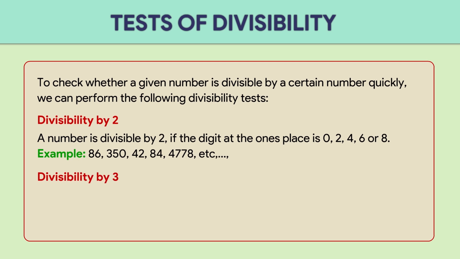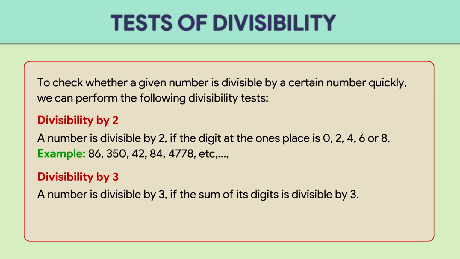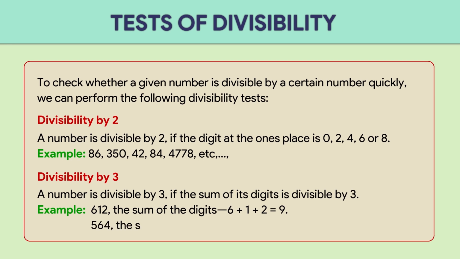Divisibility by 3. A number is divisible by 3 if the sum of its digits is divisible by 3. Example: 612, the sum of the digits 6 plus 1 plus 2 equals 9. 564, the sum of the digits 5 plus 6 plus 4 equals 15.